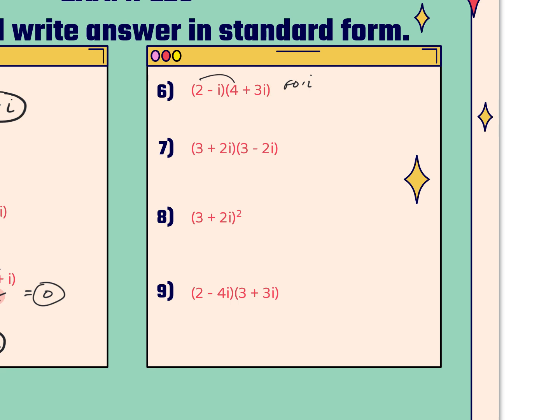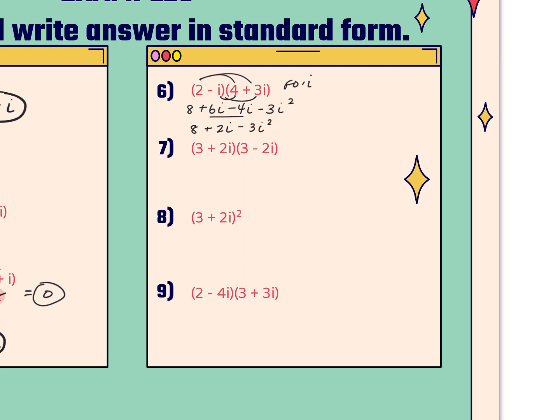I'm going to do first times first is 8, outer times outer is plus 6i, inner times inner is minus 4i, and last times last is minus 3i squared. So first let me combine my like terms. So I have 8 plus 2i minus 3i squared.